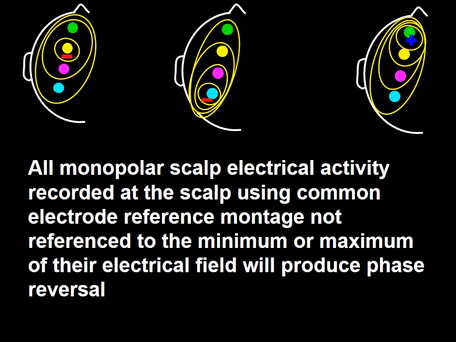The situation we have just described, with the reference electrode not at the maximum or the minimum, is, as we already know, called a contamination source or a contaminated source. This situation is by far a more frequent cause of phase reversal in common electrode reference montage recording than a true horizontal dipole.